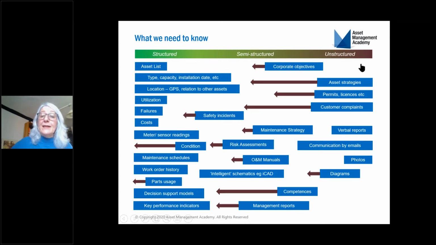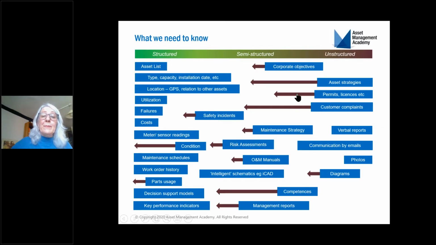But at the other end, we've got photographs, we've got customer complaints that might come by email or by phone. We've got diagrams, we've got permits. All of these are not really data, and yet we need to know them in order to make good decisions. This is the world of structured data we can keep in the database quite simply, and then unstructured.